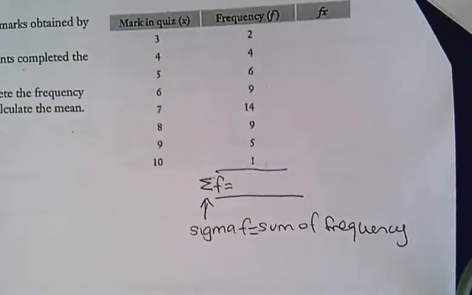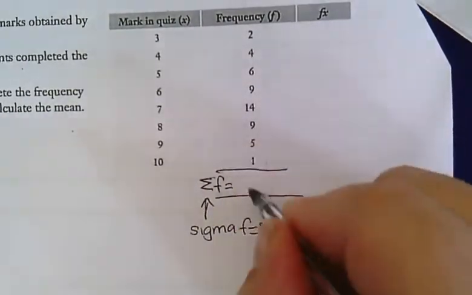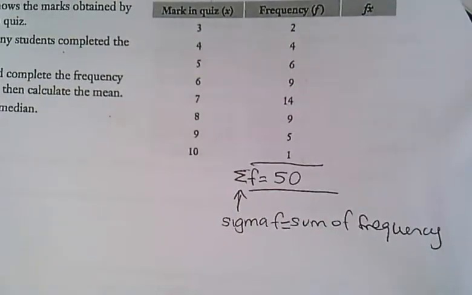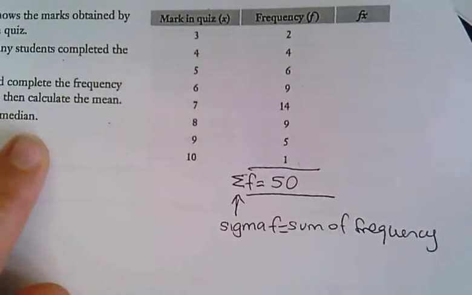Okay, sigma F. So if you add them up, anyone added them up yet? We get 50. Oh, 50 people completed the quiz. It says copy and complete the frequency table and then calculate the mean.